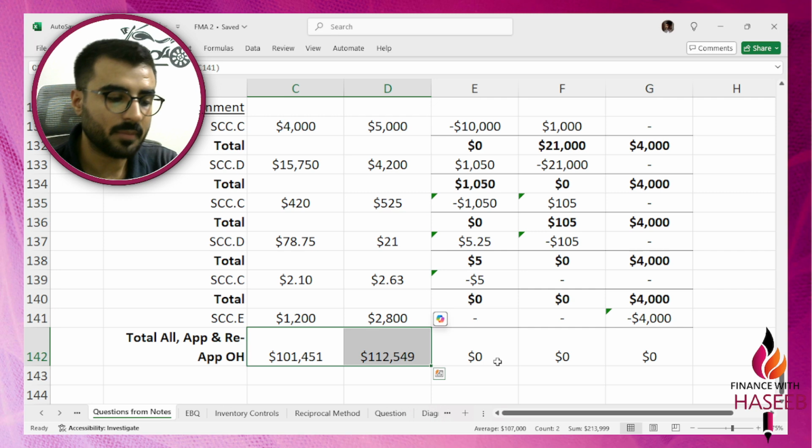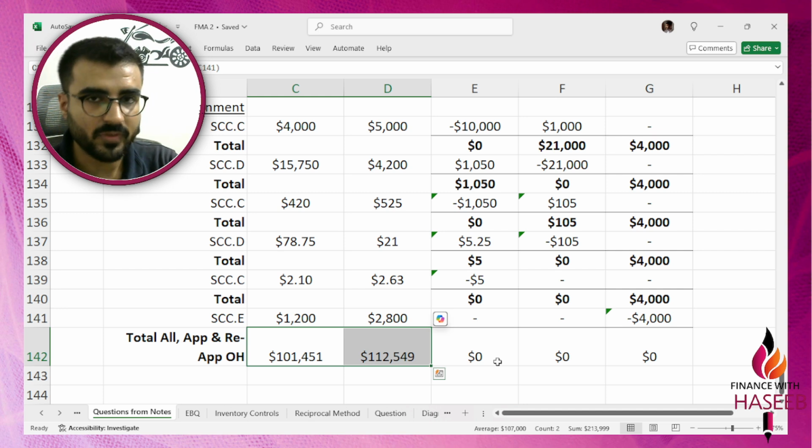So you see there was reciprocity, but we still managed to solve it. We still managed to get the total overhead between production cost centers, which is the main objective of the reapportionment stage. So this was all.